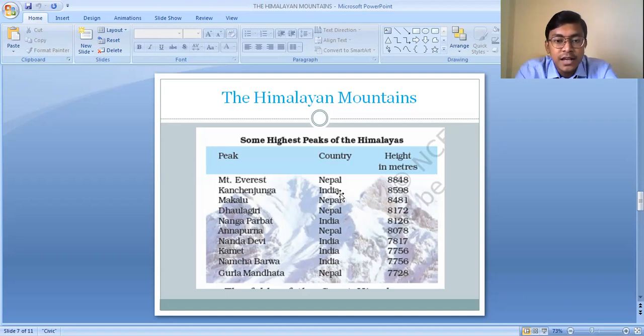In India, Kanchenjunga, Nanda Devi, Kamet, Namcha Barwa, and Gurla Mandhata. These are the 5 important peaks of the Himalayan region which can be found in our country, India.